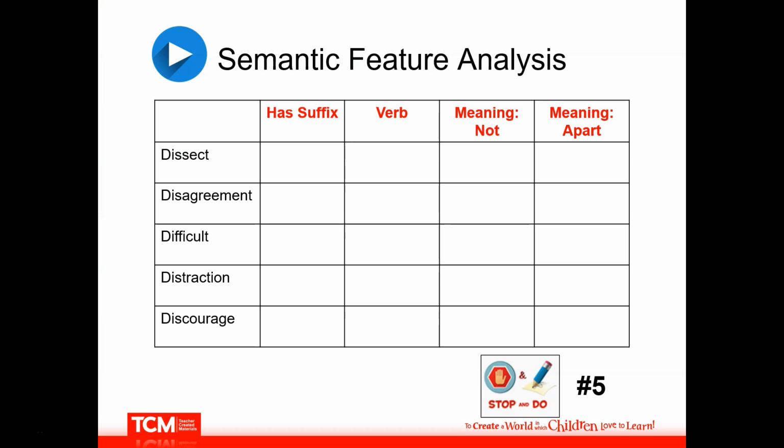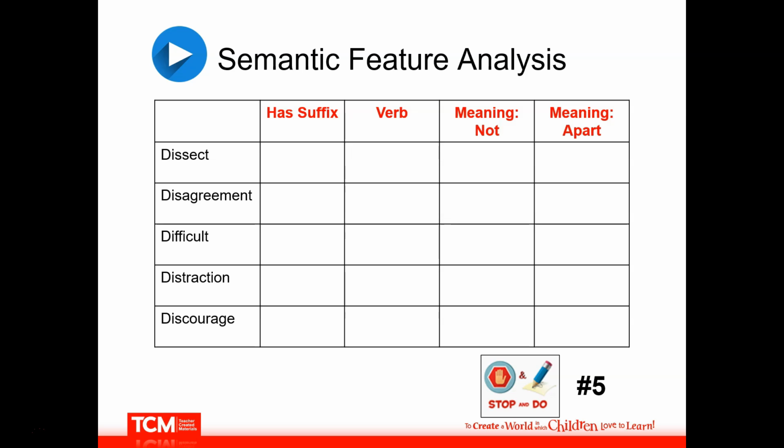What I'd like you to do now is your next stop and do within your learning reflection guide. Just as we did with the content from that leveled reader, I want you to indicate using a plus sign or a minus sign which of these words has a suffix, which of them is a verb, which of them has the prefix meaning not, and which of them has the prefix meaning apart, using your knowledge of the word parts with these vocabulary words. Go ahead and pause the recording and then resume when you're finished, and we'll move on to the next portion.